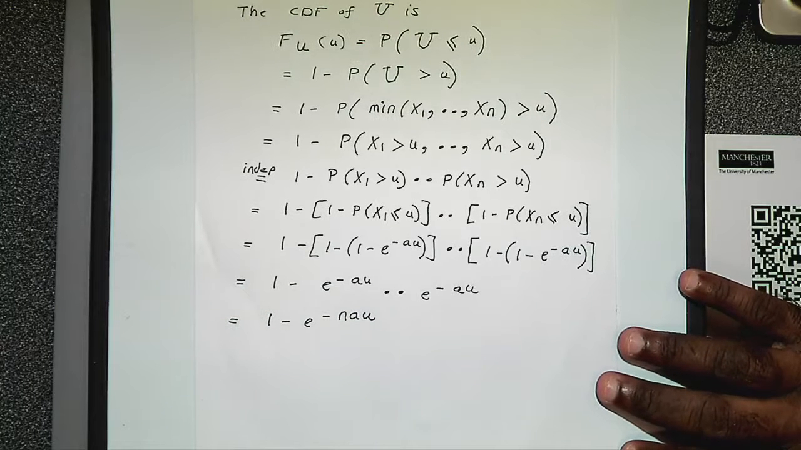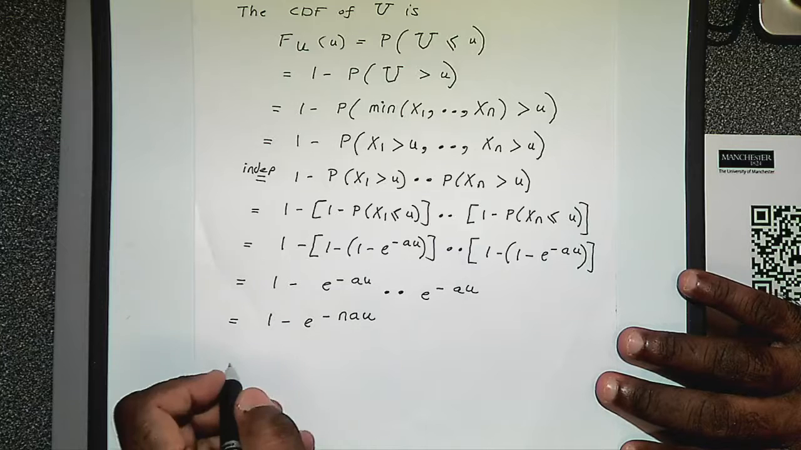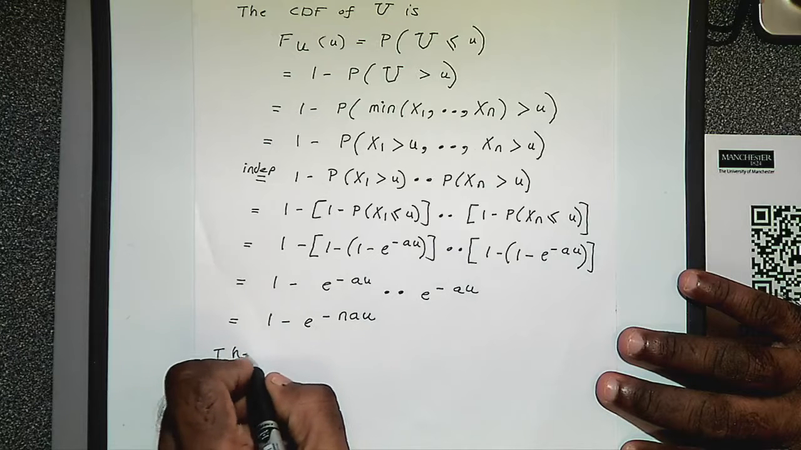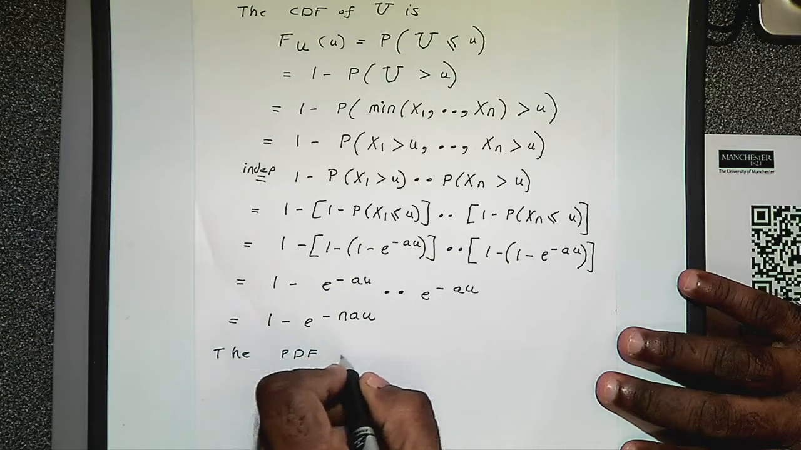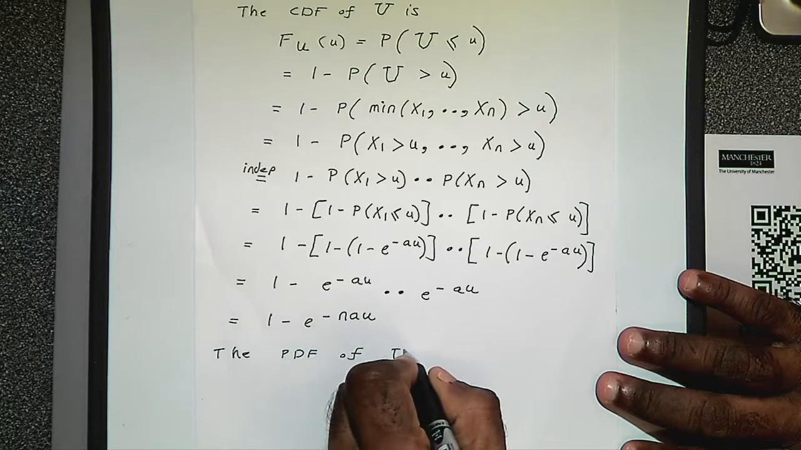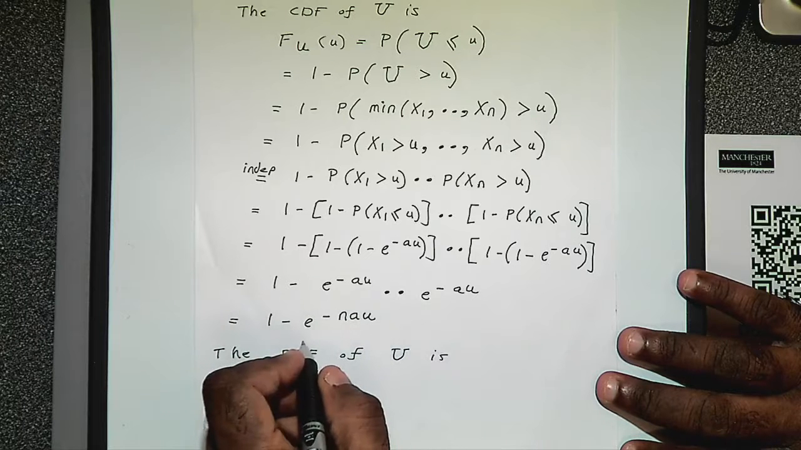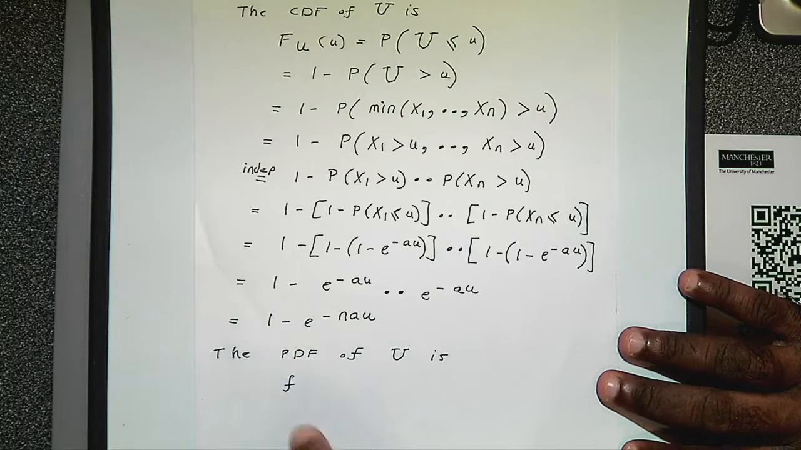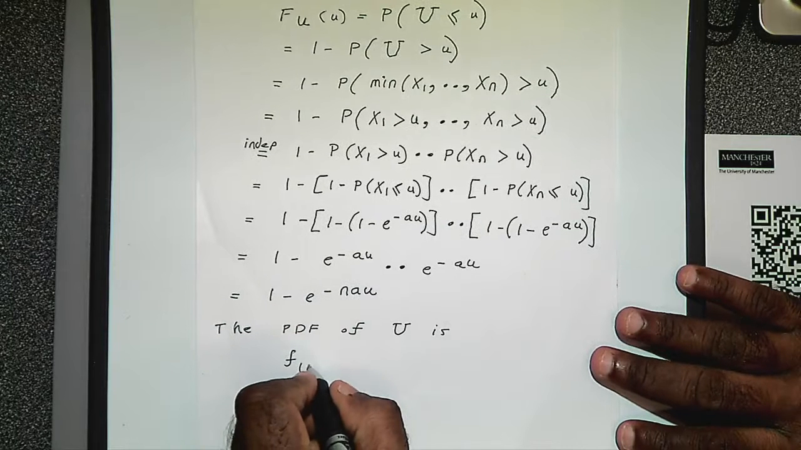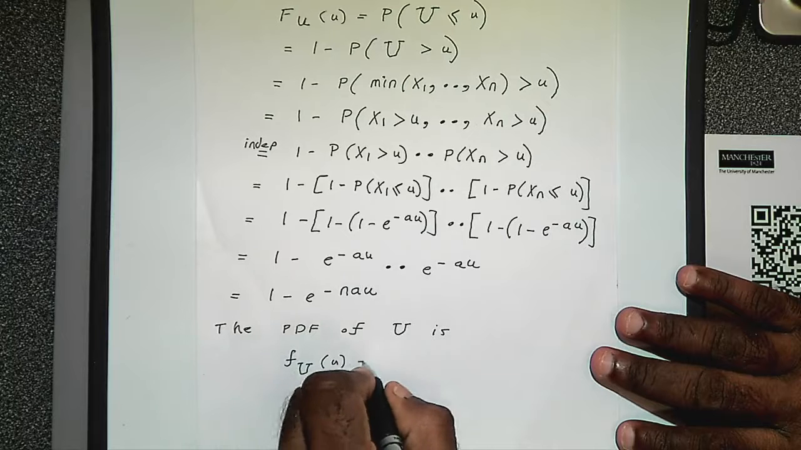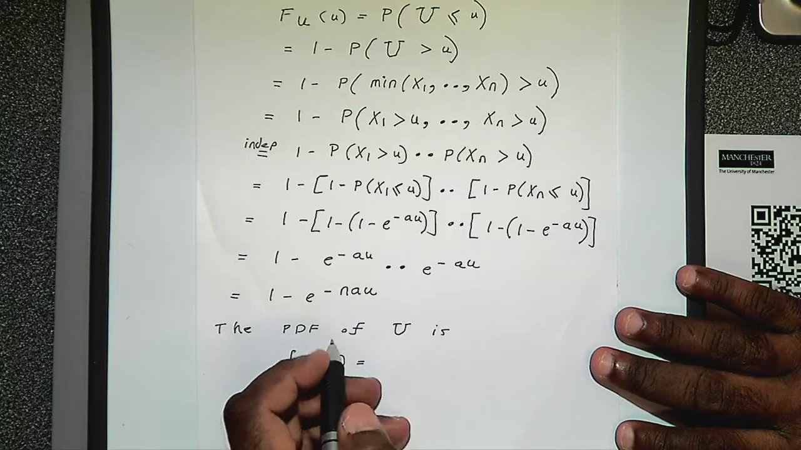So this is the CDF of U, which is the minimum portfolio loss. Are you guys okay? Everybody okay? All right. Now to find the PDF of U, you just differentiate this with respect to U, right? So if you do that, you should differentiate this with respect to U. You get n a e to the minus n a u.